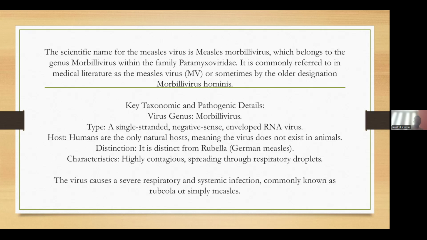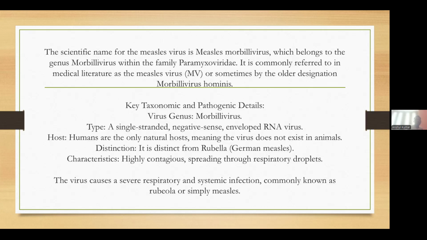So if we go for taxonomic classification and pathogenic details, the genus is Morbillivirus of the family Paramyxoviridae. The type is a single-stranded negative sense enveloped RNA virus. Here the term negative sense basically means that when the virus starts multiplying, first it converts to positive sense RNA, and after the conversion into positive sense RNA, it starts forming the structural or basic proteins that are essential for virus multiplication and its assembly.